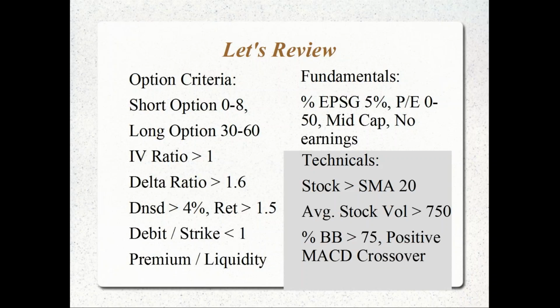And again, we talked about the technicals. We do want a stock that's trending in an uptrend. If I'm doing weeklies, I'm usually looking for stocks above the 20-day moving average. The average stock volume here, 750,000 shares. And then, of course, we look for the Bollinger Band to be greater than 70 or maybe 75%, and we want to see a crossover, a positive MACD crossover within the last 2 to 3 days. Okay.